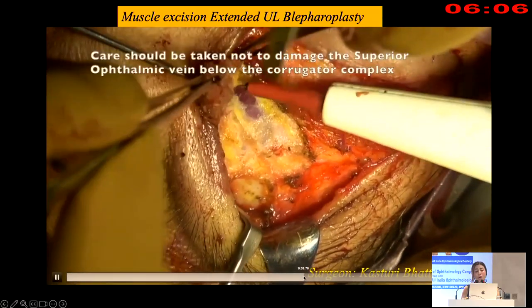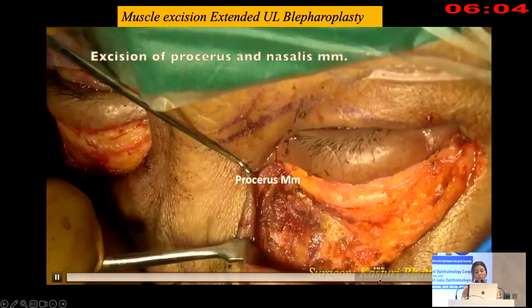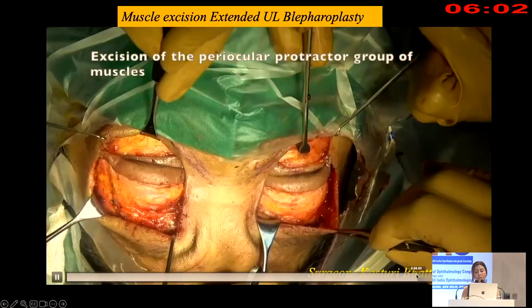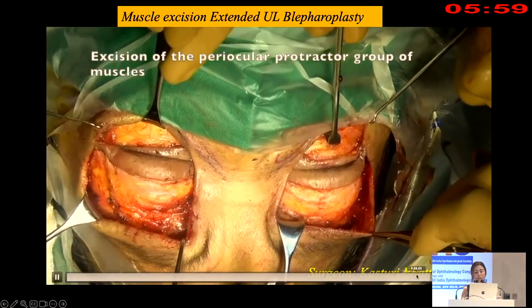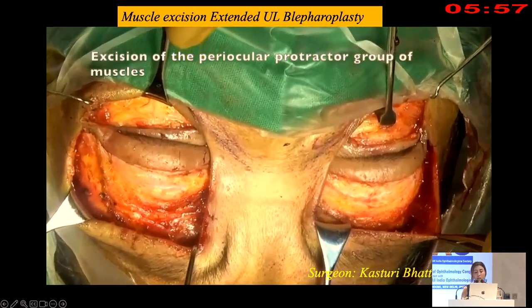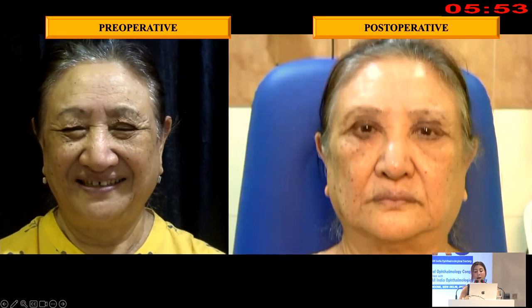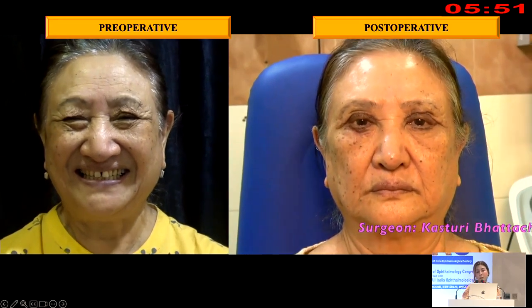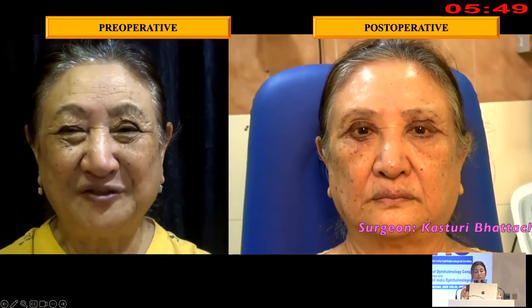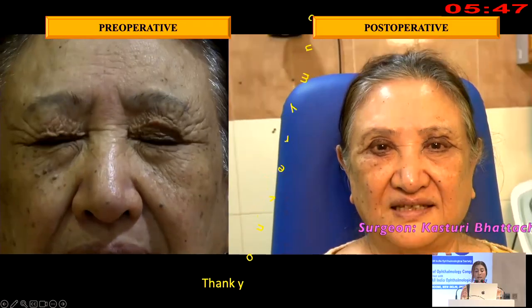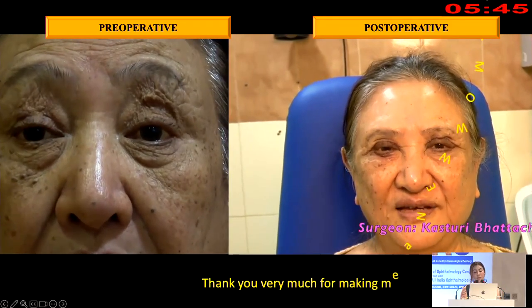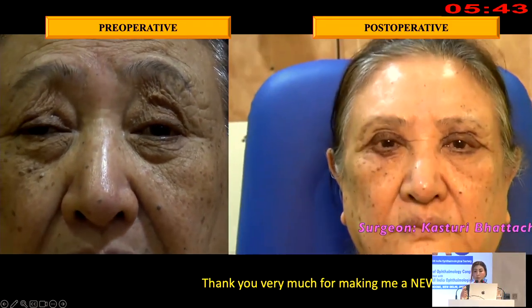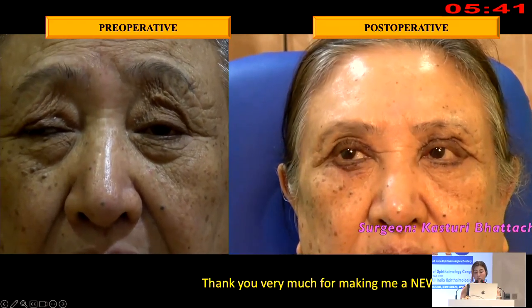So this is how you need to remove most of the protractor group of muscles in both the upper and the lower lid, as you can see here, and this is a really extended blepharoplasty having a functional indication. These people feel very happy because the spasm decreases and the quality of life improves. Like this is the lady who says that she feels she is now a new woman, and this really gives a very good relief.